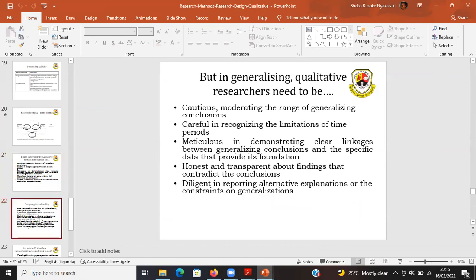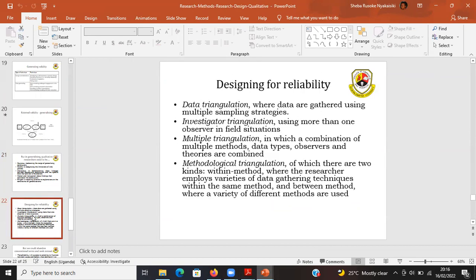So one of the ways we can try to generalize, because in qualitative research, one of the key things is trying to generalize your data. You're looking at a small area of study, usually quite small. The only thing is we go in depth, we go deep with our findings.